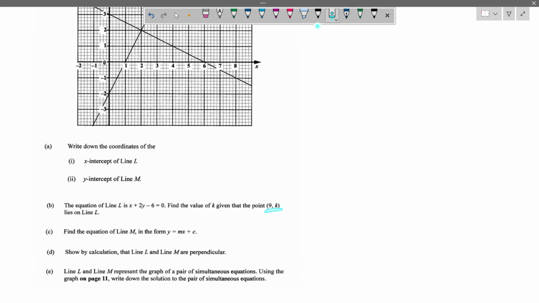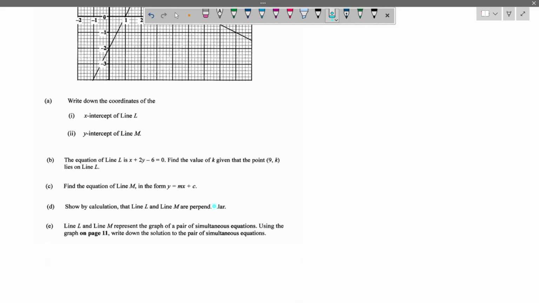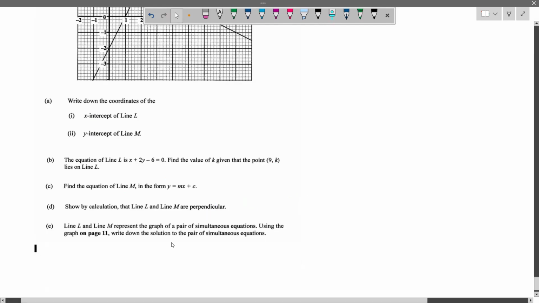Before we could figure this part out, they want us to find the equation of the line M in the form y is equal to mx plus c. To do that, we know we have to work out our gradient, choosing any point on the line M. Show by calculation that the line L and line M are perpendicular. Basically, you want to multiply the gradients. So the gradient for M multiplied by the gradient for L. When you multiply those two together, you should get -1. So we just need the gradients of the two.